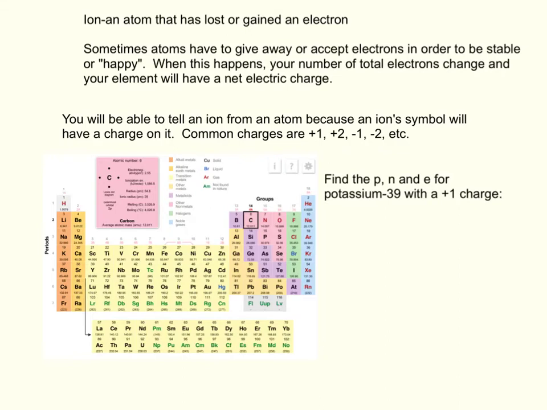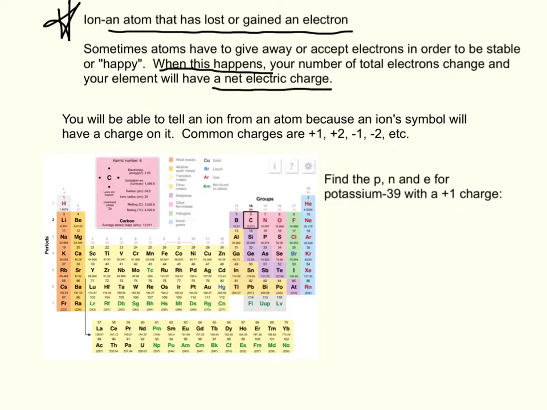Here we're going to talk about what an ion is. I'd like you to write down the definition for an ion. An atom, but something's happened to it. It's lost or gained an electron. Sometimes atoms have to give away or accept an electron to be happy, and we'll talk more about that later, but they give away and they take from other atoms. When this happens, your total number of electrons changes. So it now has what we call a net electric charge.